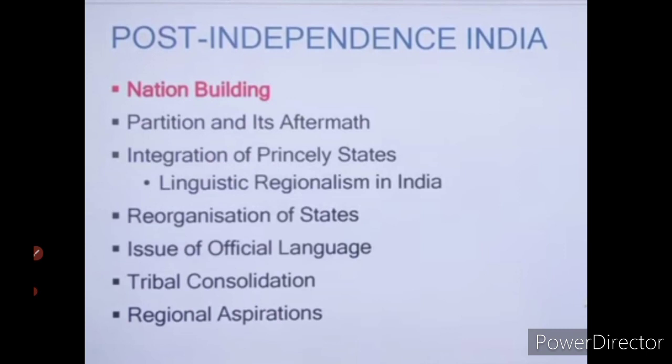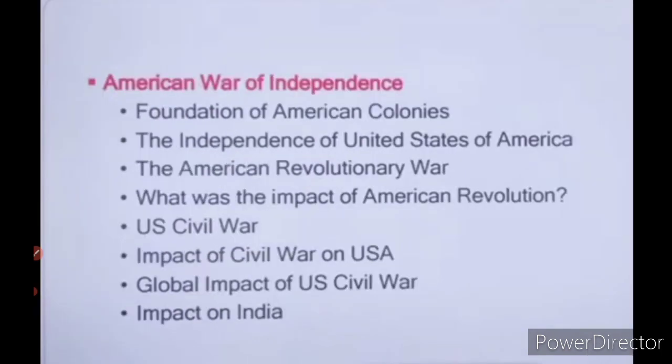Then tribal consolidation as well as regional aspirations. Then the American War of Independence: foundation of American colonies, the independence of USA, the American Revolutionary War. What was the effect, what was the impact of the American Revolution? US Civil War: what was the effect of the Civil War on USA? Global impact of the US Civil War. And what was the effect of such wars on India?